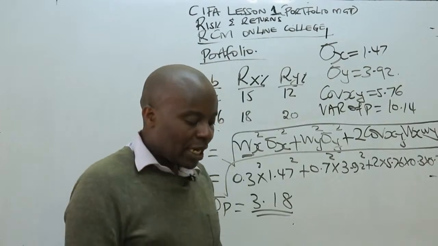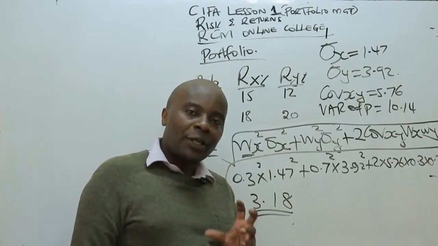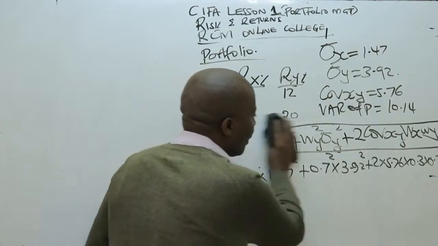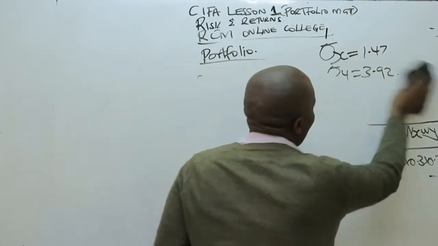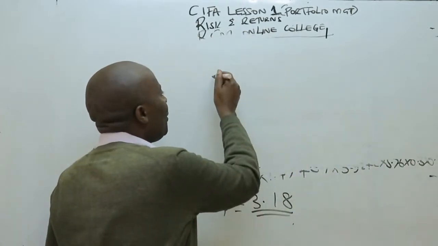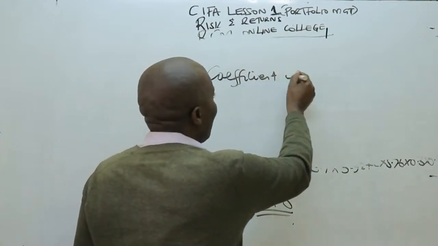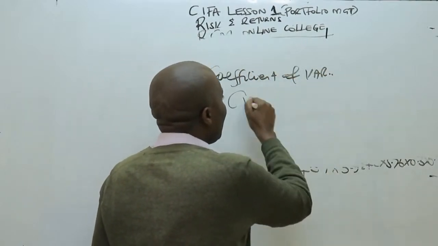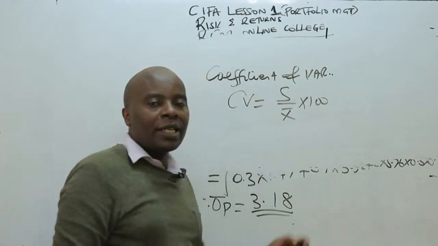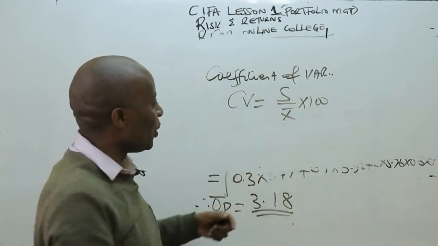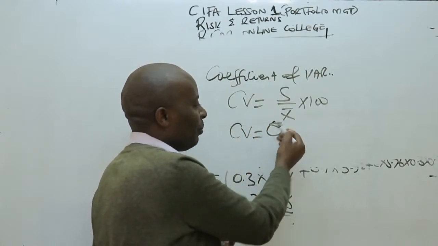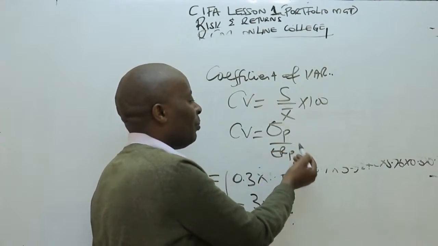Ladies and gentlemen, the moment I have the standard deviation, in most cases these examiners would want you to ascertain the CV, the coefficient of variation. The coefficient of variation is also a measure of risk. To get it, we normally take the standard deviation over X bar times 100. This formula can be written as follows: CV equals the standard deviation of the portfolio over X bar, the expected return of the portfolio, times 100.